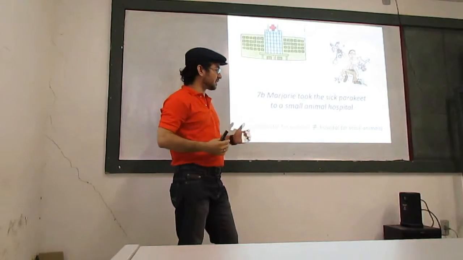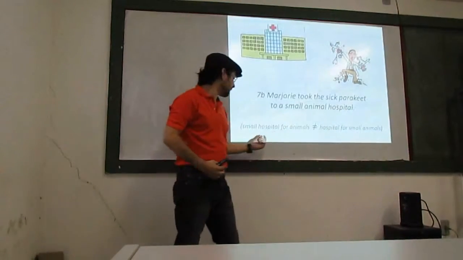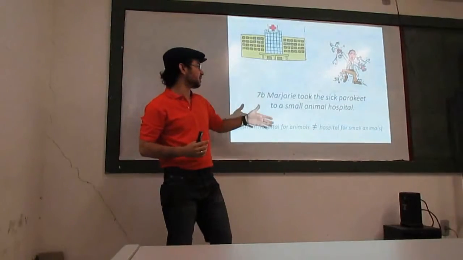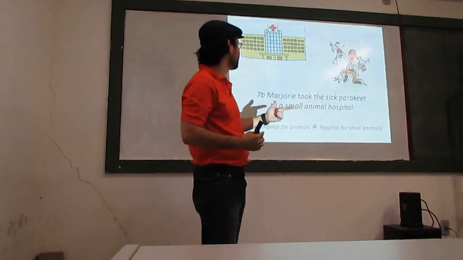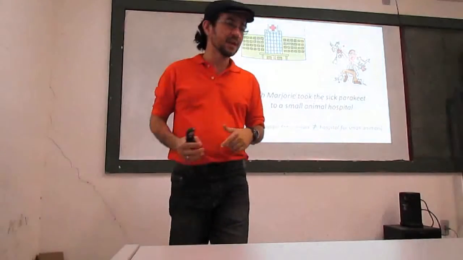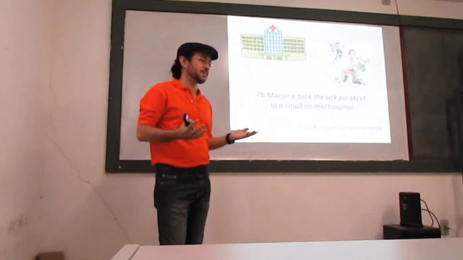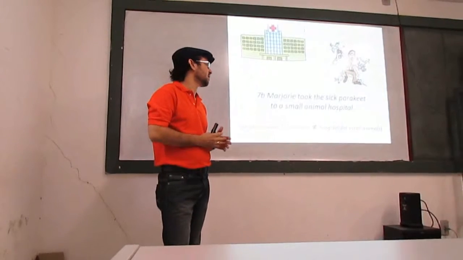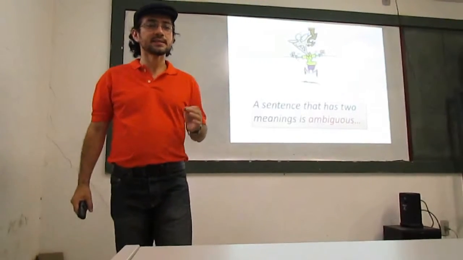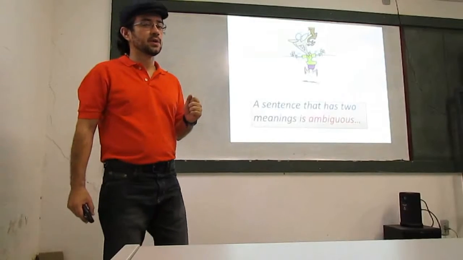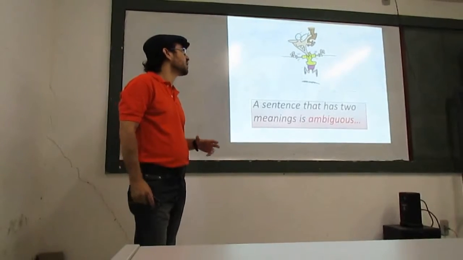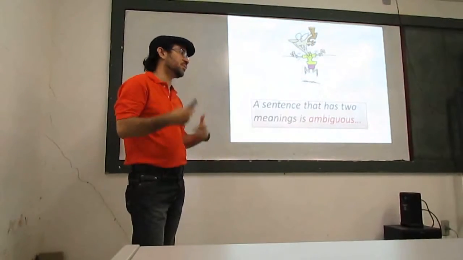So the ambiguity is, the animal is small or the hospital is small, okay? So we have these two possibilities. So Marjorie took the parakeet to a small animal hospital, okay? But the question is, what is small? The hospital or the parakeet, okay? So both are correct. We have two possibilities of understanding, okay? A sentence that has two meanings we classify as ambiguous, okay? It's a question of ambiguity, two possibilities or more than two.